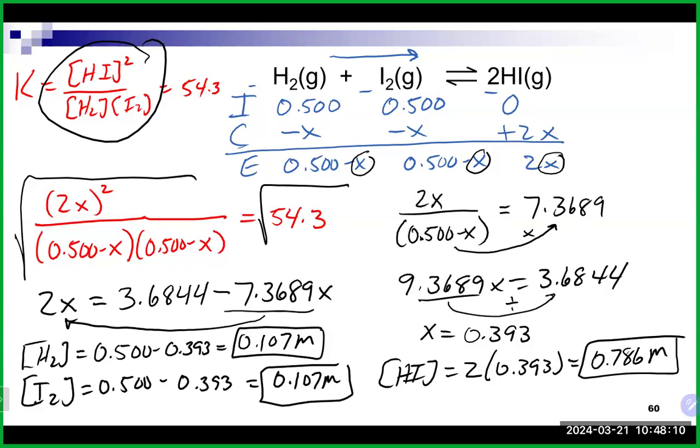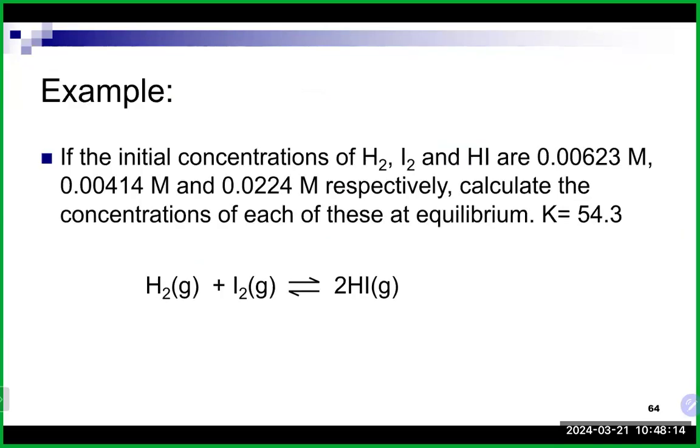Well, then let's get to one where you're going to have to do that. So this one, here we go. Have fun. I'll see you in 20 minutes. All right, so do this one, same equation, same K value, but in this case, we're actually starting with 0.00623, 0.00414, and 0.0224 of everybody. What are the equilibrium concentrations? Take some time, see what you get going on this one.